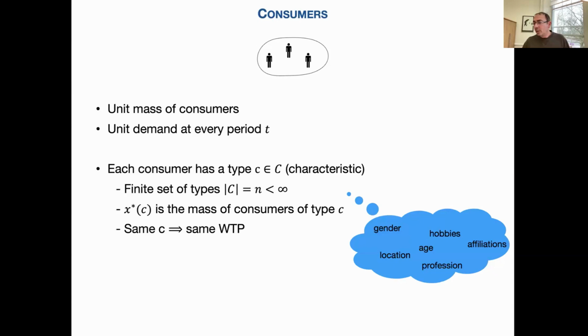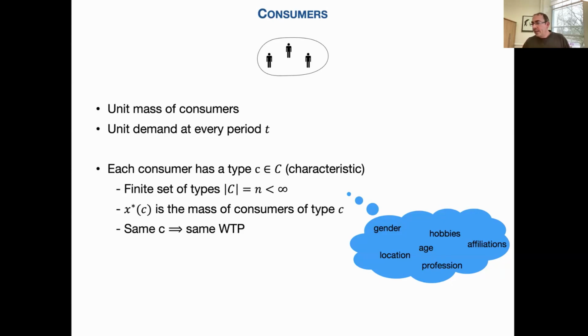Characteristics is not willingness to pay. Okay? So characteristics, I want you to think about a characteristic as being something that allows you to identify an individual. Maybe it's the gender, maybe it's the location, or maybe it's a vector of all those things. To start with, there is this set of consumers, this unit mass of consumers, divided in these categories, and X star C is the mass of consumers with characteristic C.